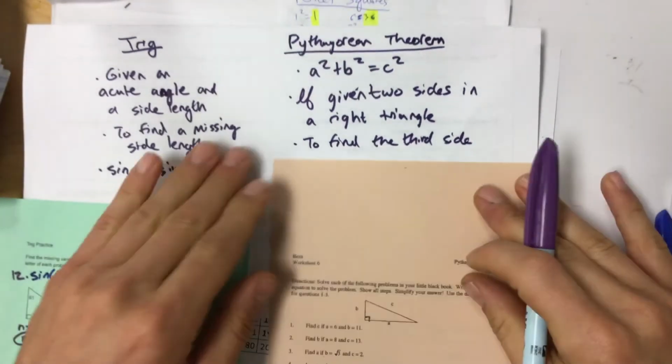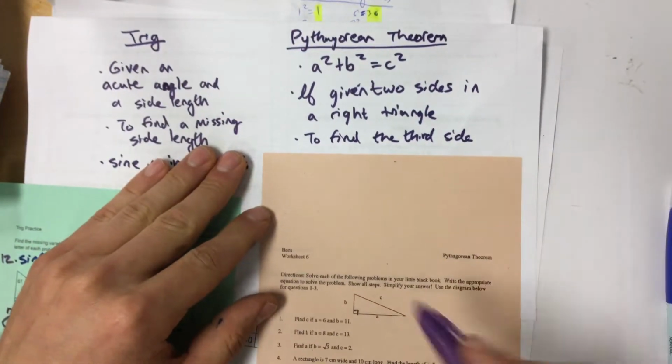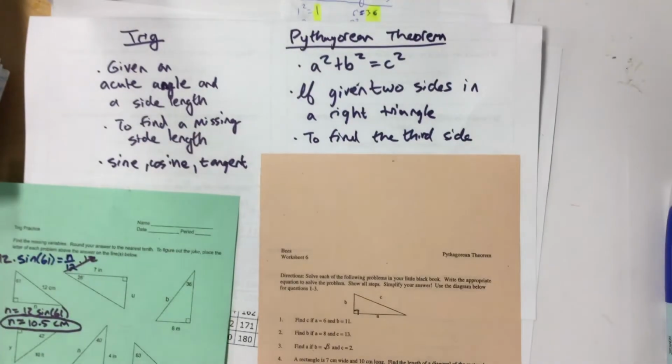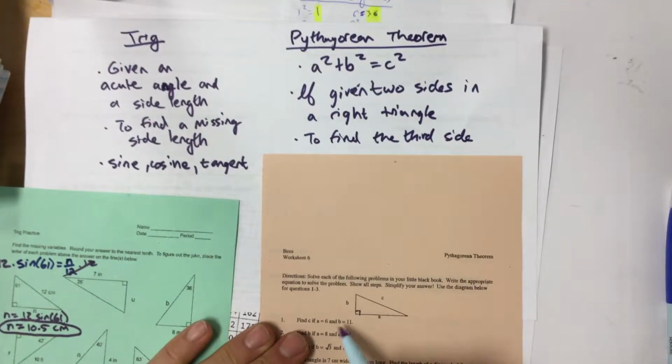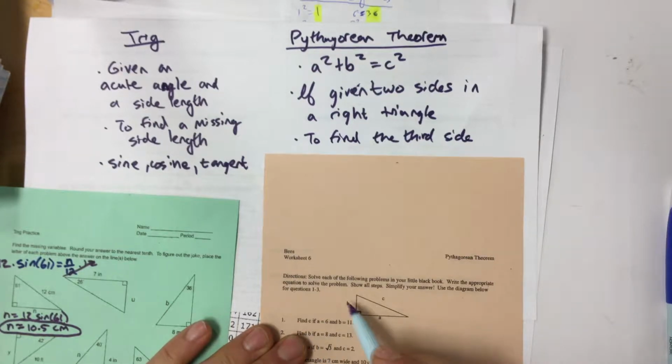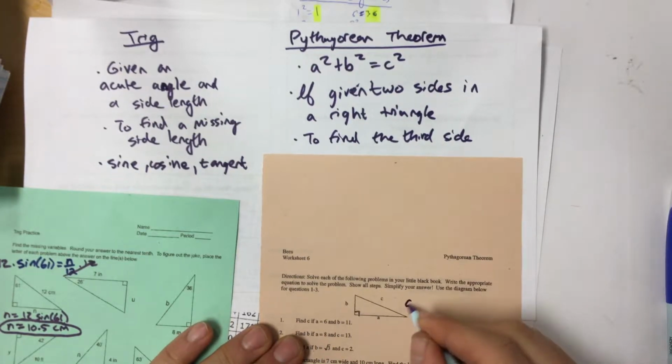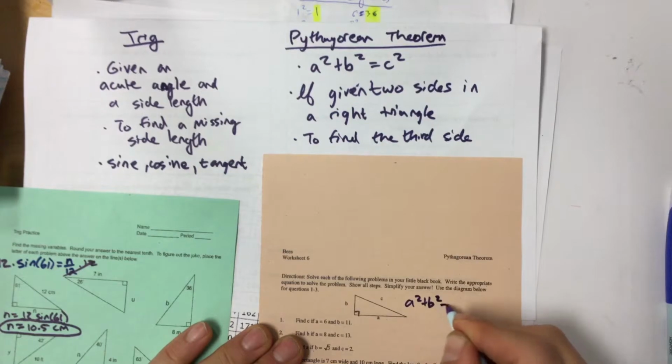For this problem, we're going to use the Pythagorean theorem. This is on the TAN homework assignment. So we are given A and B's length. We are trying to find C. We know this is a right triangle, so we know that the Pythagorean theorem will work for this triangle.